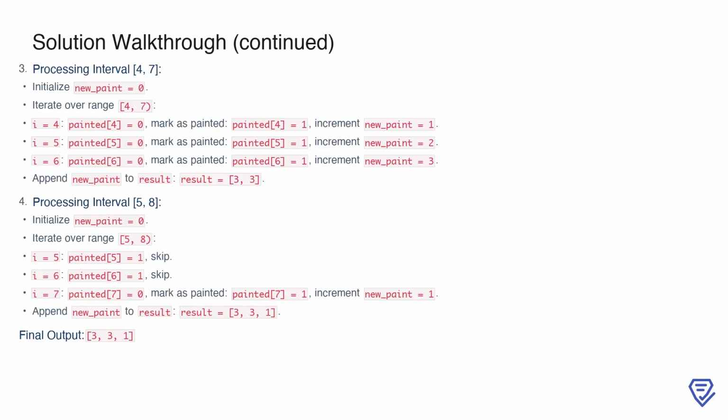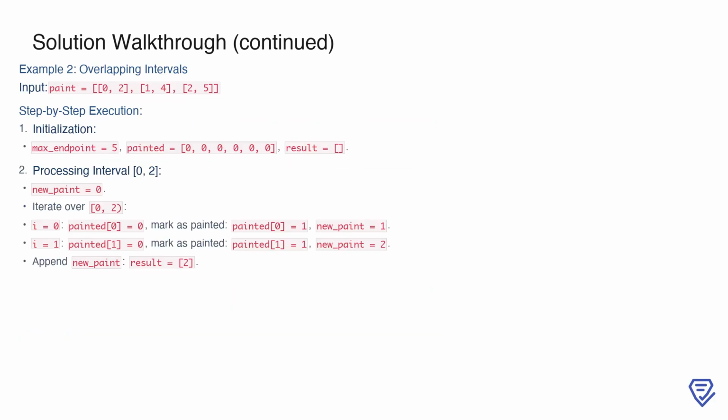Now, let's process the third interval, 5, 8. As usual, we start with new_paint set to 0 and iterate from index 5 to 7. However, indices 5 and 6 are already painted, so we skip them. Index 7 is unpainted, so we mark it as painted and increment new_paint to 1. After processing this interval, we append new_paint to result, resulting in a final output of 3, 3, 1.